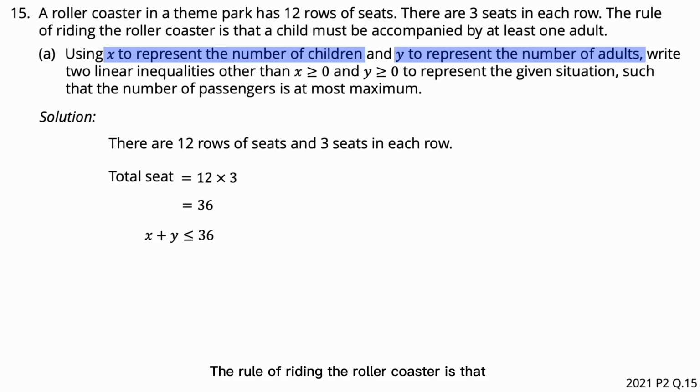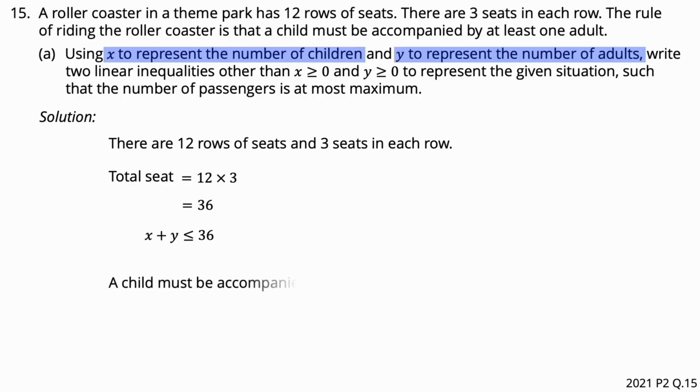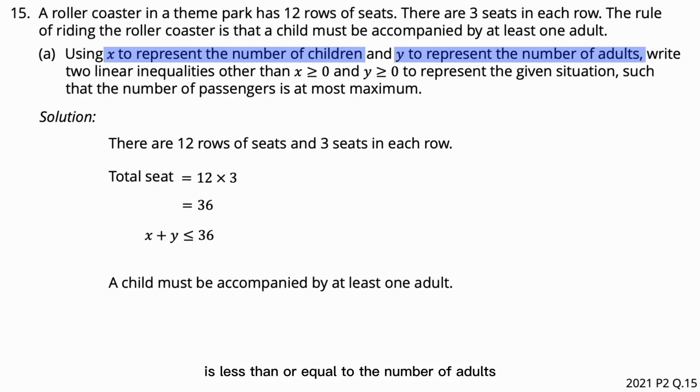The rule of riding the roller coaster is that a child must be accompanied by at least one adult, indicating that the number of children is less than or equal to the number of adults. That is, x is less than or equal to y. Rewrite the linear inequality as y is greater than or equal to x.